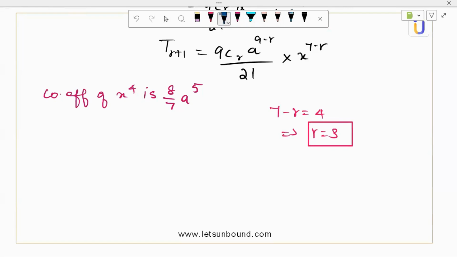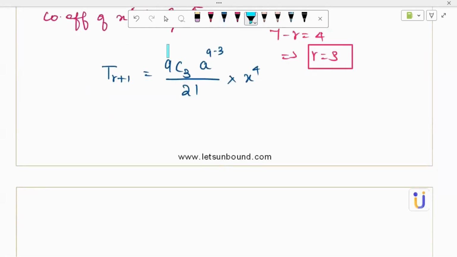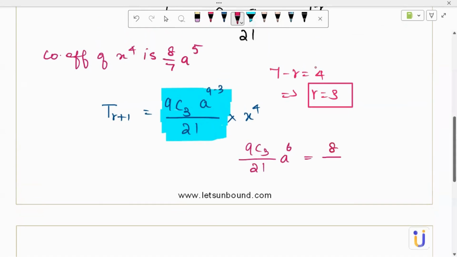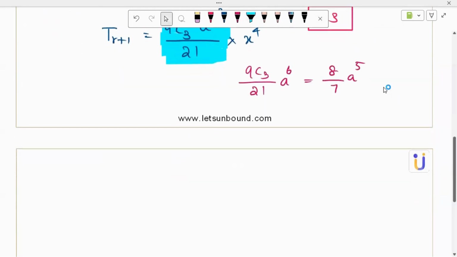So your fourth term, T(r+1), equals 9C3 a^(9−3) divided by 21 times x⁴. This is the coefficient of x⁴, and they already gave it in a simplified form. The given thing and what I found just now are both the same, so we can equate them: 9C3 over 21 times a^(9−3), which is a⁶, equals 8/7 a⁵. Don't use x⁴, we are just equating coefficients. Now it's simple to solve.